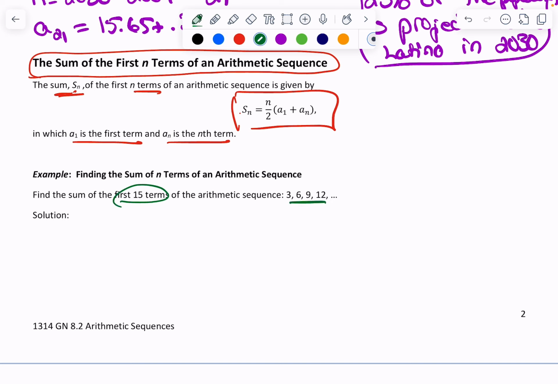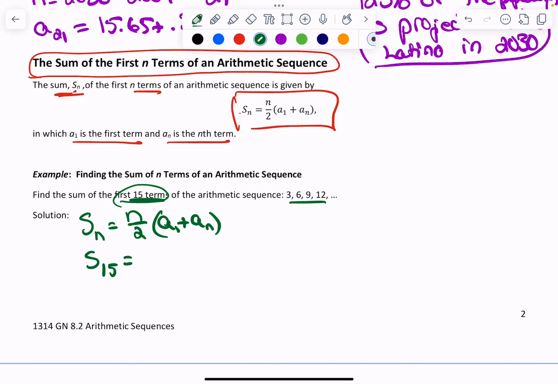Now, our formula for the sum of an arithmetic sequence is S sub n equals n divided by 2, A1 plus An. N here is going to be 15 because we're looking for the first 15 terms. That's our n. So 15 over 2. Our first term is going to be 3. Now we need to figure out what is our nth term.